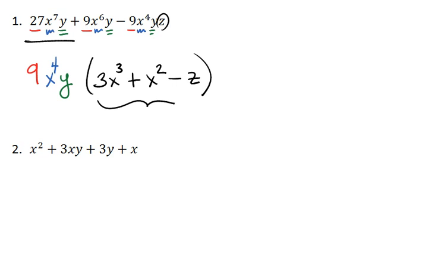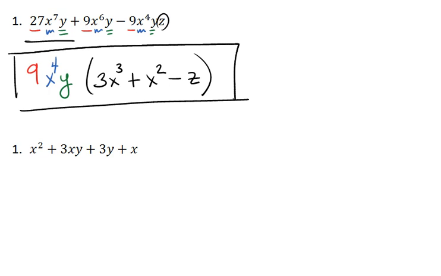Notice the cubic we have left has 2 variables, and in general we're not going to give you problems that are going to be 2 variable cubic kind of things. So our final answer is 9x to the 4th y times the quantity 3x cubed plus x squared minus z.